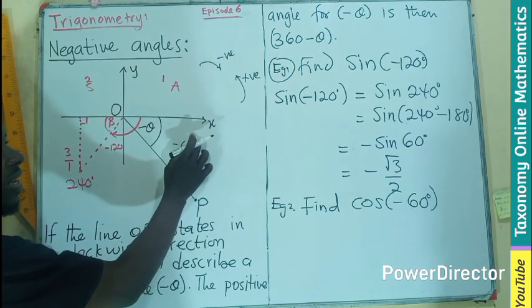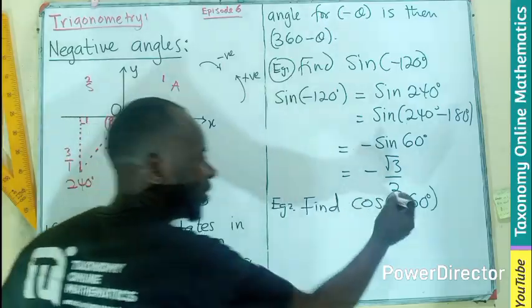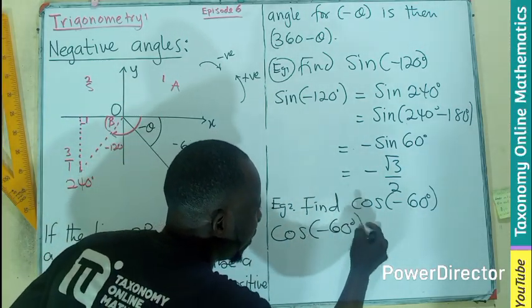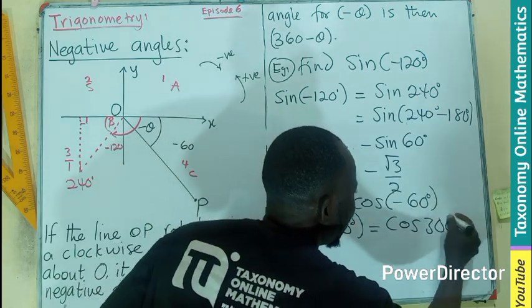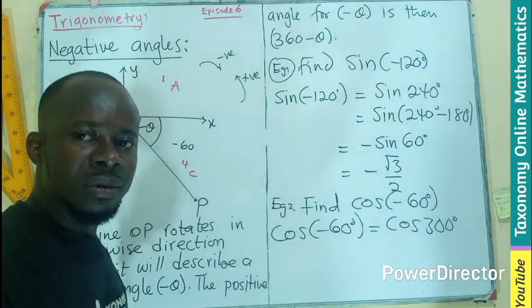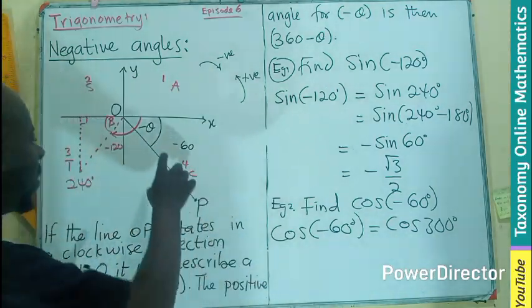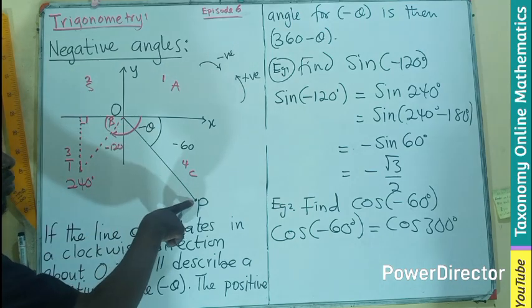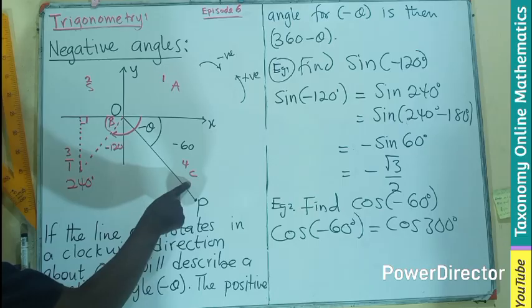So if I subtract 60 from 360, I should be saying that cos of negative 60 degrees is the same as cos 300 degrees. Right? That will be 300. So if it is 300, then I have to see in which quadrant the angle 300 is going to be. It's going to be in the fourth quadrant, where the cos is a positive value. Do we get that? Where the cos is a positive value.